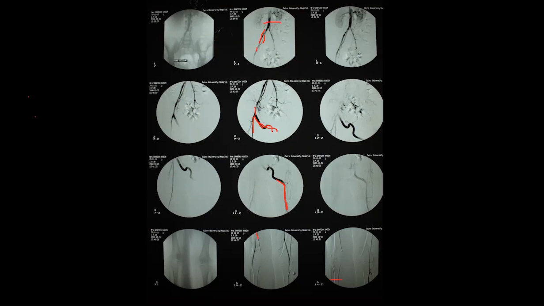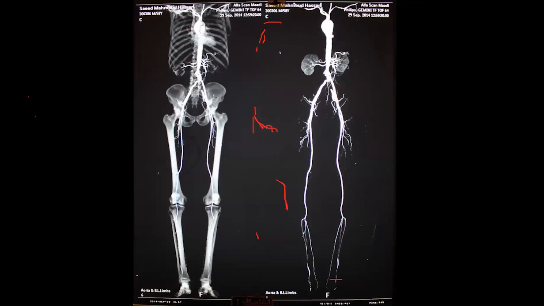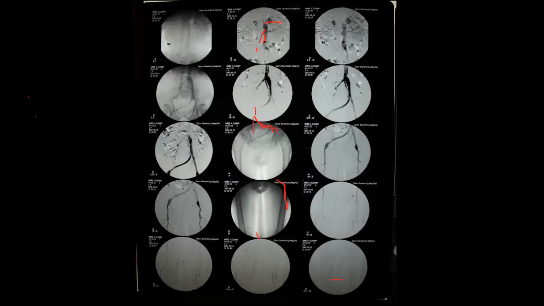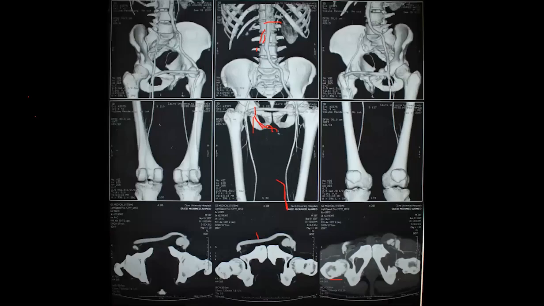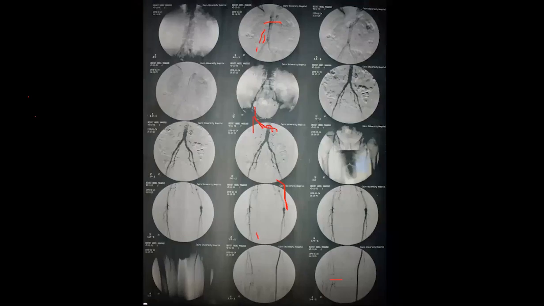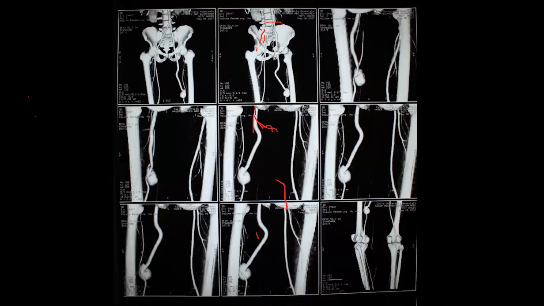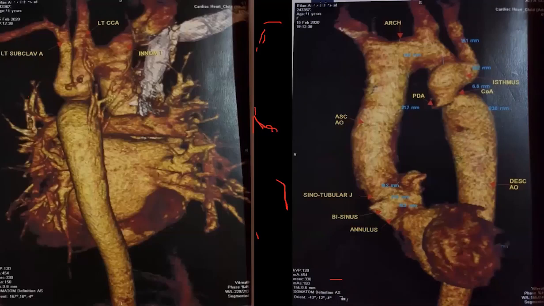Femoropopliteal bypass. How about a bypass that connects the two femorals together? How do you call it? Femoral-femoral bypass. It's called the femoral bypass. Okay, it's a femoral bypass.